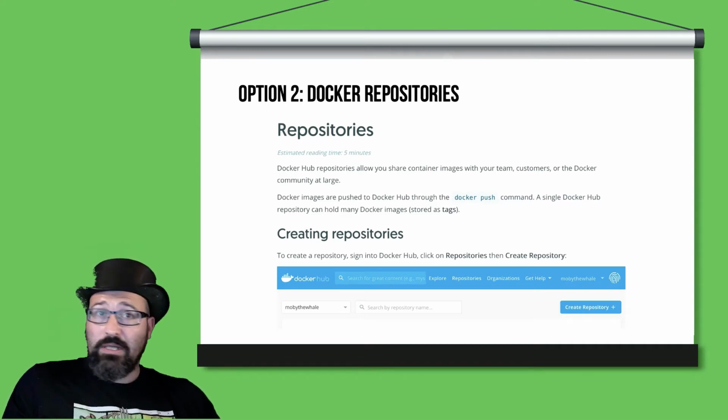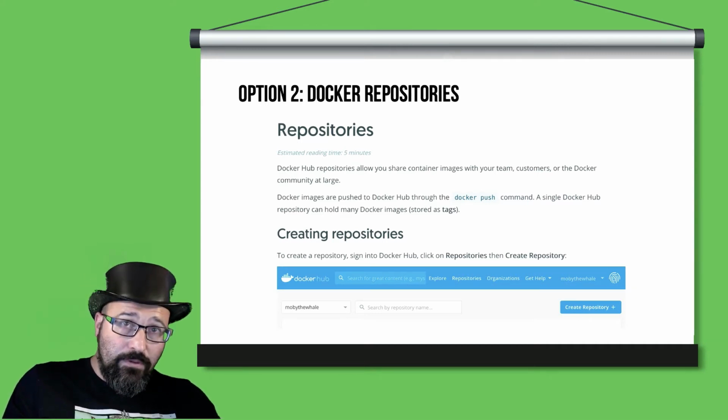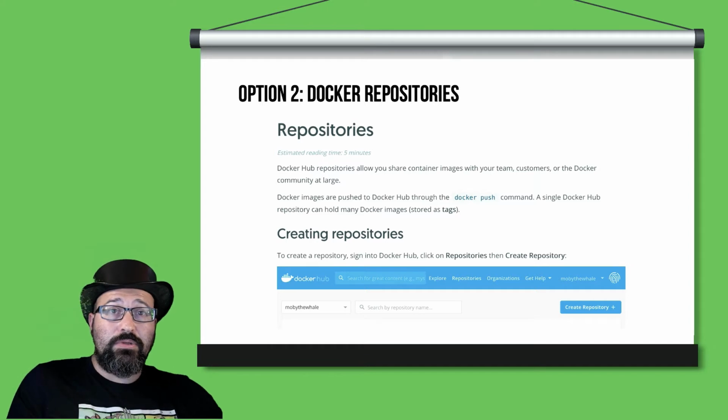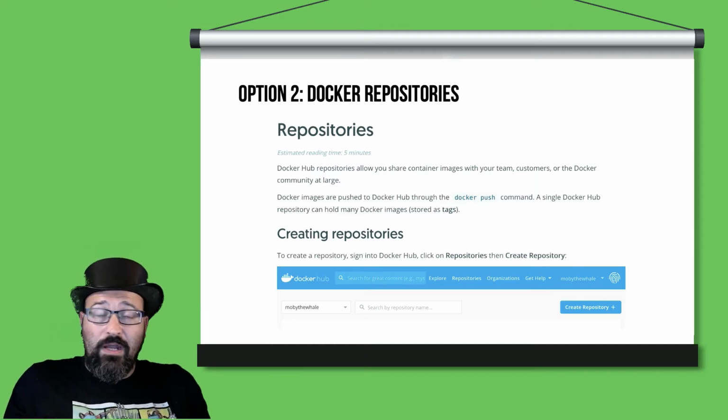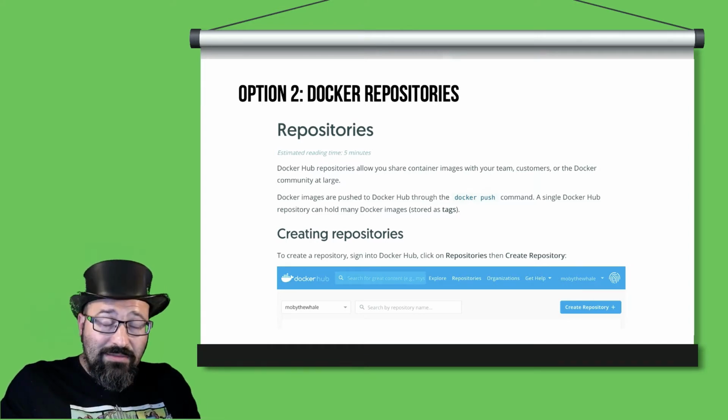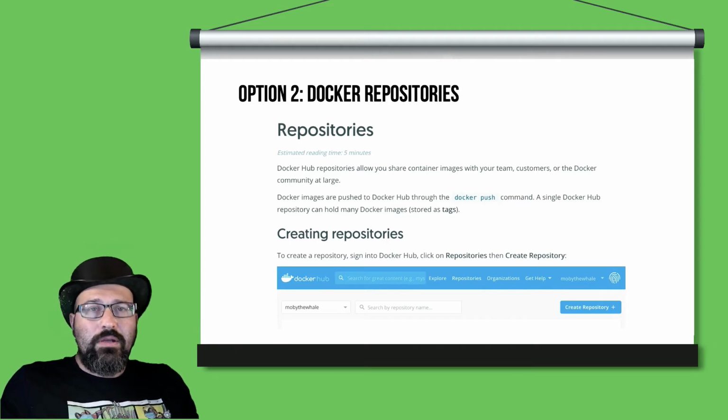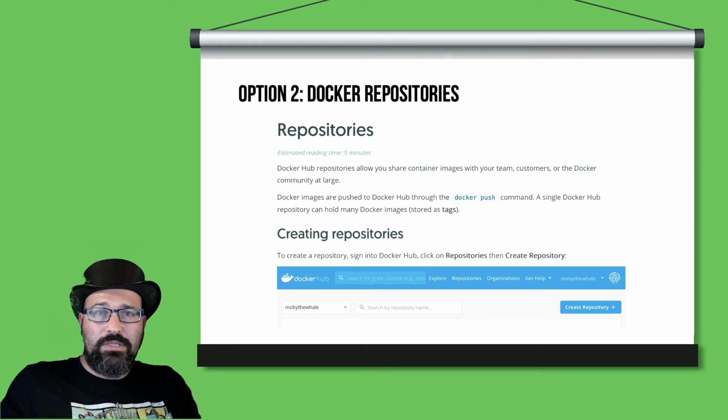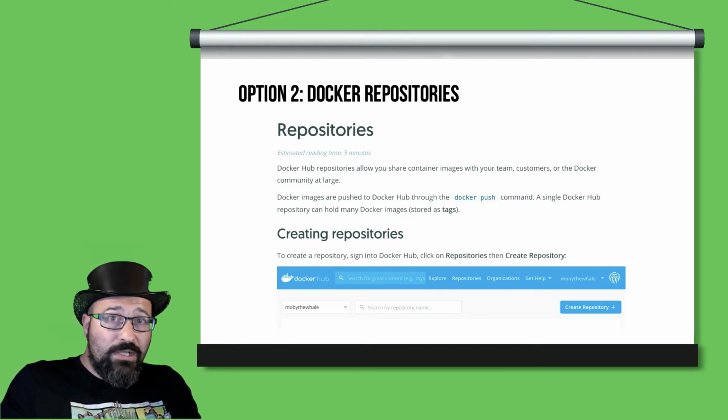The other option is Docker repositories. Docker repositories sounds like a great idea. They have full RBAC control, and that means that you can control who sees which environment sees which repository. Great? Well, almost. The concept of Docker repositories comes from GitHub repositories.